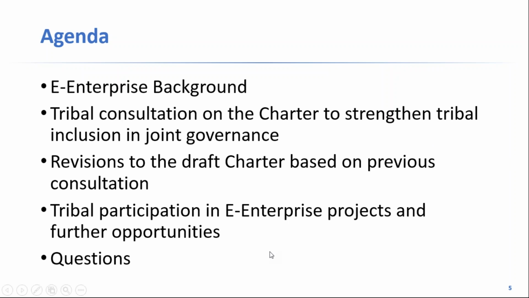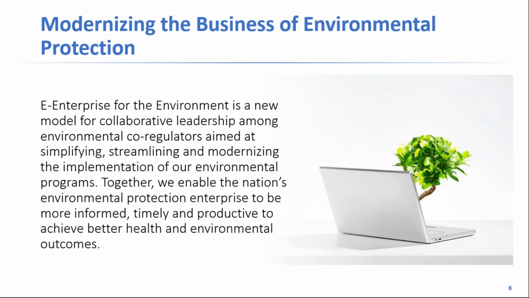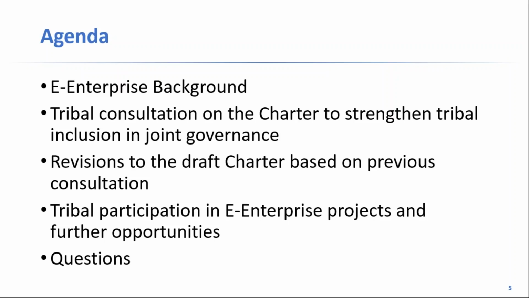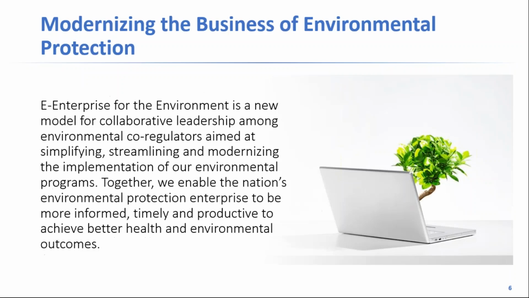Hi, thanks everybody. Thanks, Andy, and hello everybody. So what is e-Enterprise is a question we've heard from some of you, and e-Enterprise is really a new model for collaborative leadership among environmental co-regulators, and it's aimed at simplifying and modernizing the implementation of our environmental programs. Within that, there's 3 things. E-Enterprise is about streamlining business processes, introducing technology where appropriate to maximize efficiency, and through joint governance, ensuring shared ownership and adoption of the processes that are streamlined.